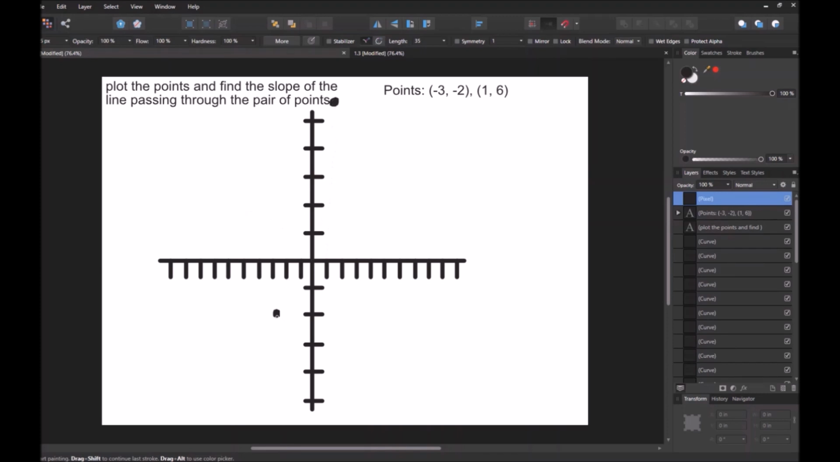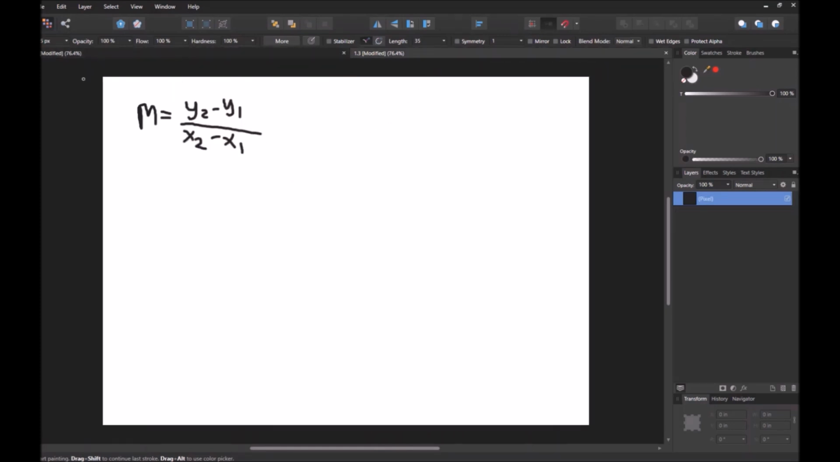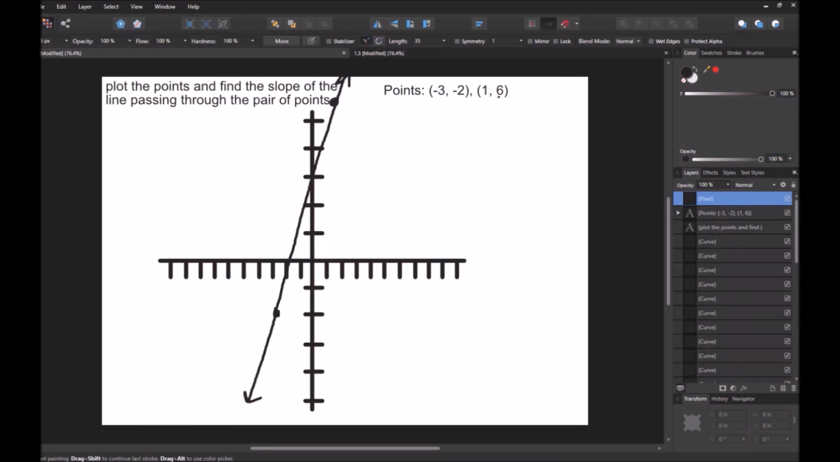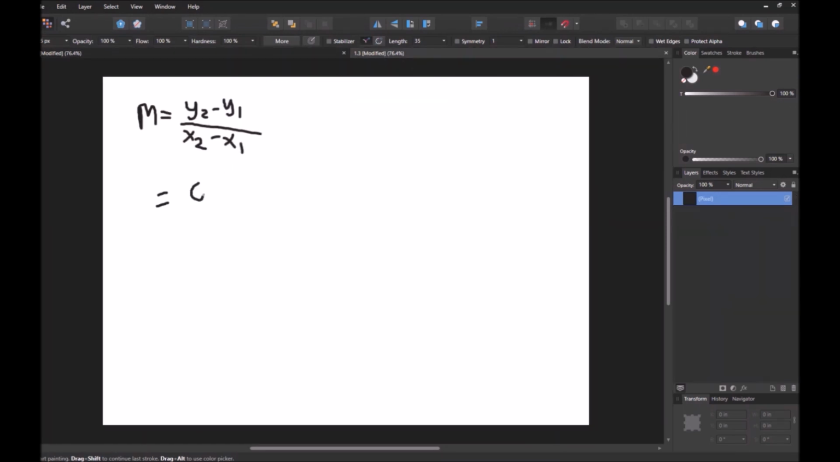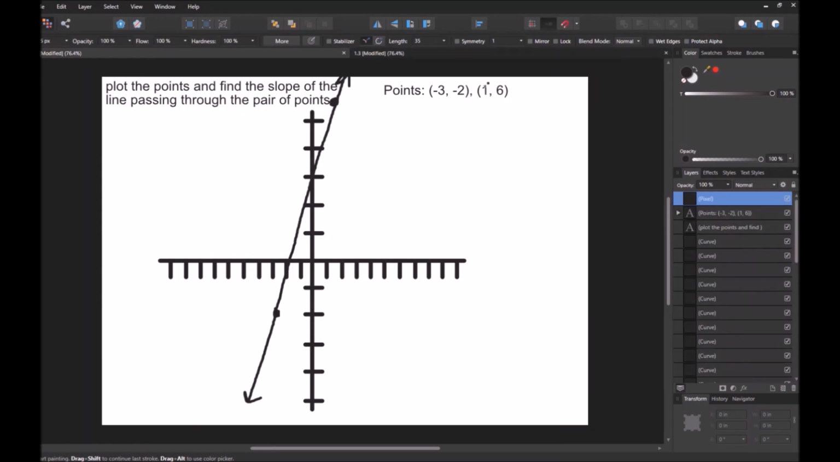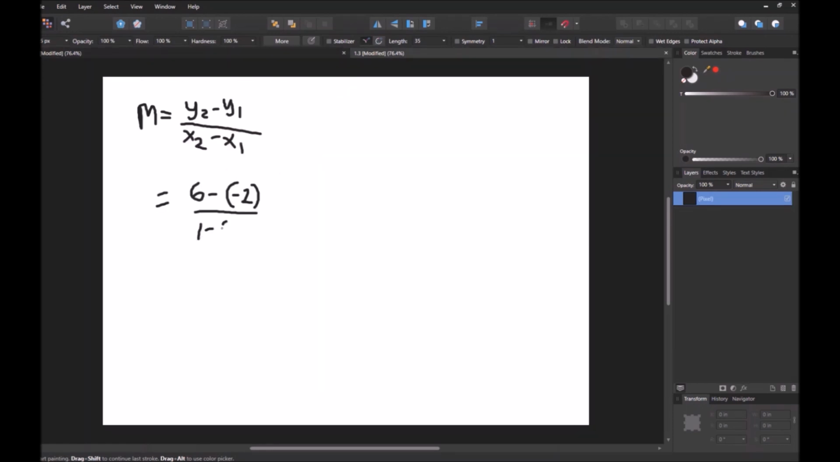And then now this question is saying, imagine if we have a line going through these 2 points, a line that looks something like this. It's asking us to find the slope of the line passing through these 2 points. And if you recall from, I believe it was 1.1, the formula for the slope is y2 minus y1 over x2 minus x1. So our y2 in this case is going to be 6, and our y1 is going to be negative 2. So we're going to write 6 minus a negative 2 over x2, which is 1, minus a negative 3.